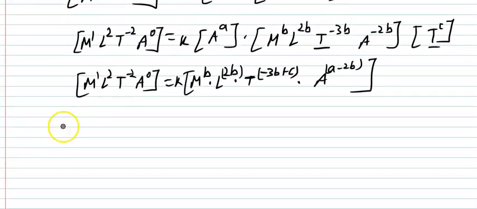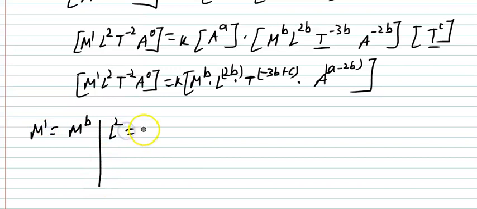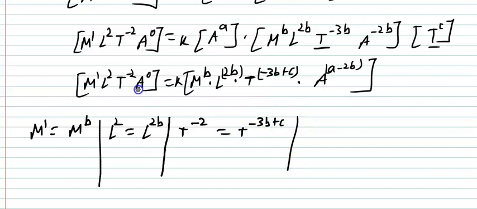In dimension form, I can write m to the power 1 is equal to m to the power b, right? And here l to the power 2 is equal to l to the power 2b, right? And t to the power minus 2 is equal to t to the power minus 3b plus c. Okay, and current a to the power 0 is equal to a to the power a minus 2b.